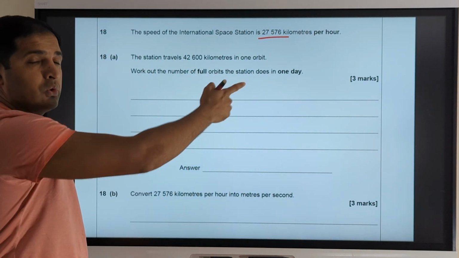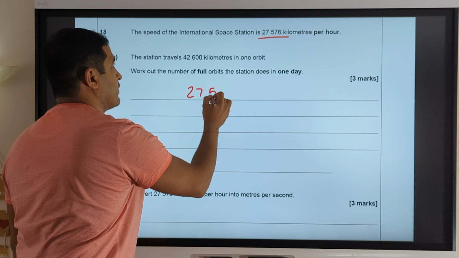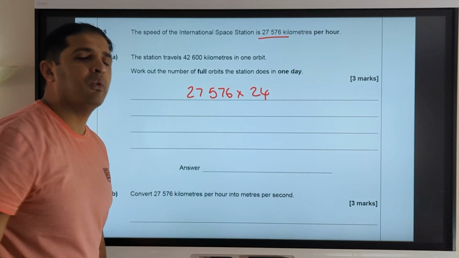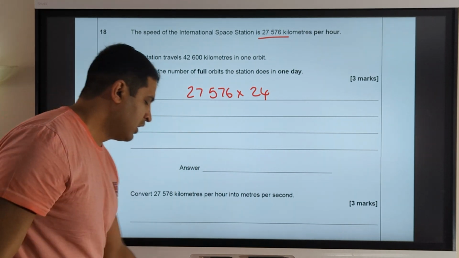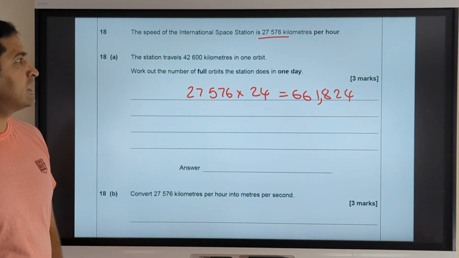So first thing I need to do, it's a 3 mark question. I need to write that down, saying 27,576 multiplied by 24. Why? Because there are 24 hours in 1 day. That'll get you the total. So that's how many kilometers the space station can travel.